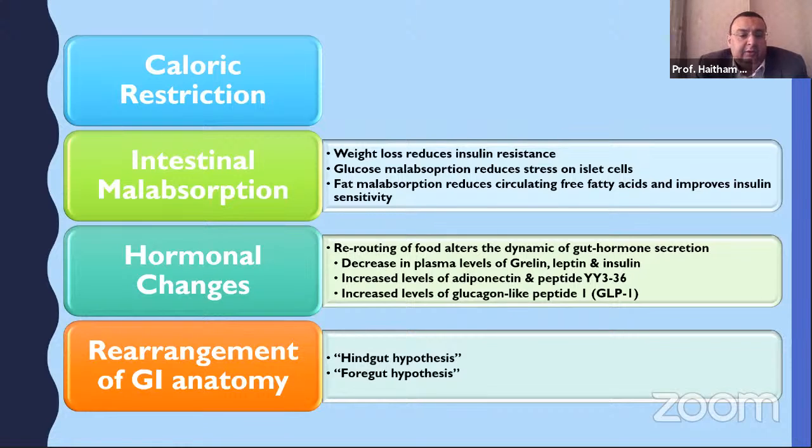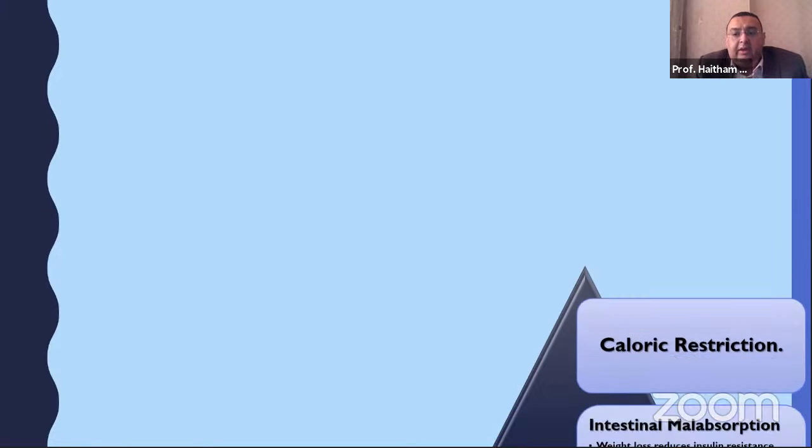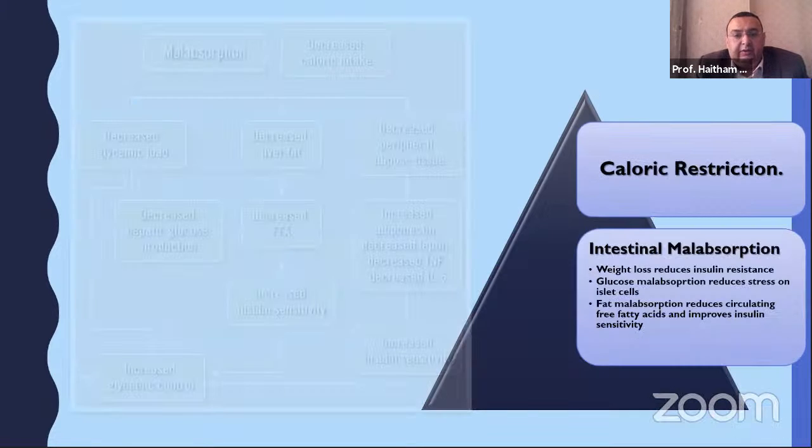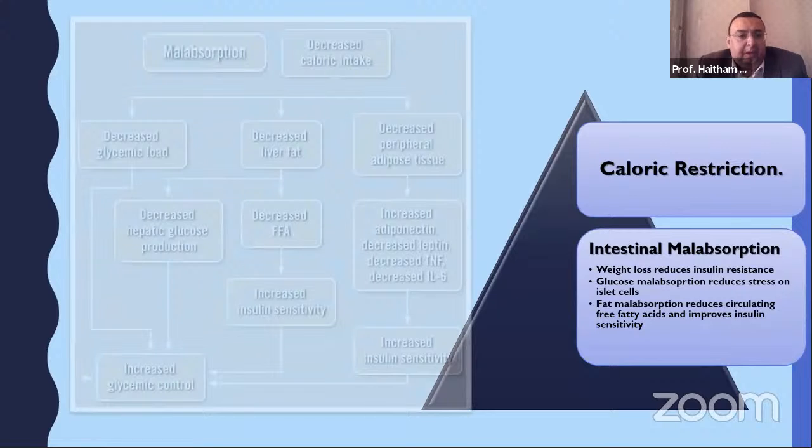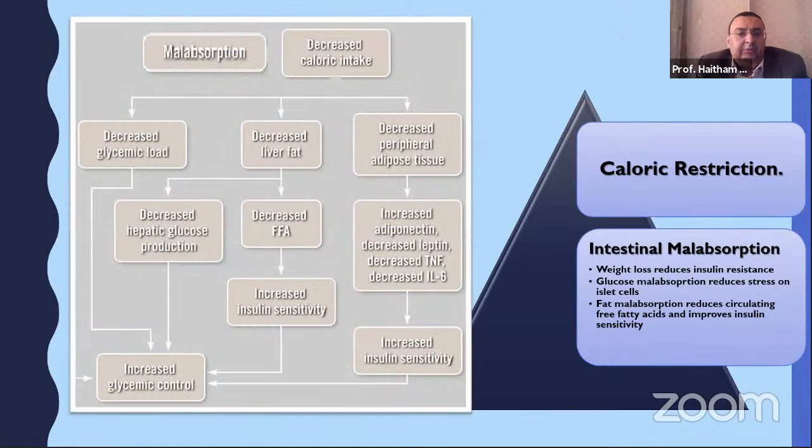And the rearrangement of GIT anatomy, which is summarized as the hindgut or foregut hypothesis. The caloric restriction and intestinal malabsorption together will lead to decreased peripheral adipose tissue and increased adiponectin, and decreased tumor necrosis factor, leptin and interleukin 6. All of these will increase insulin sensitivity, bettering the glycemic control.